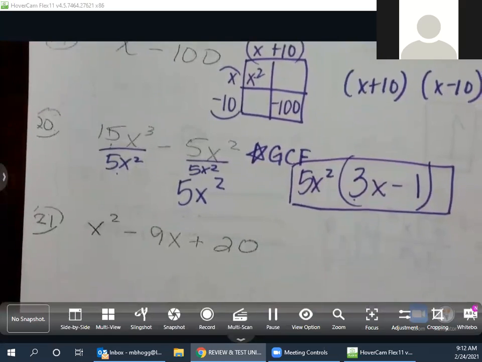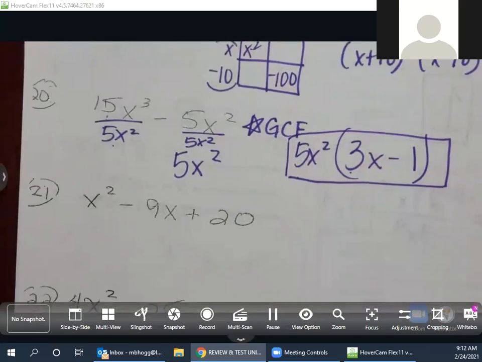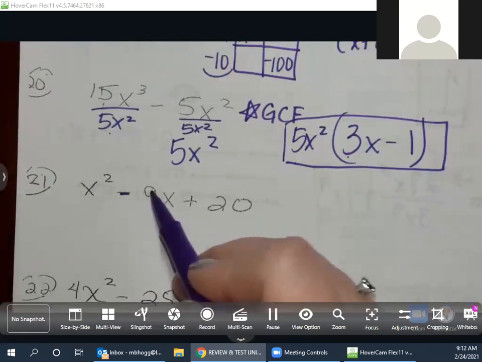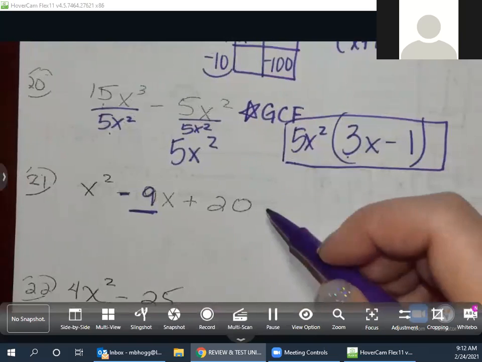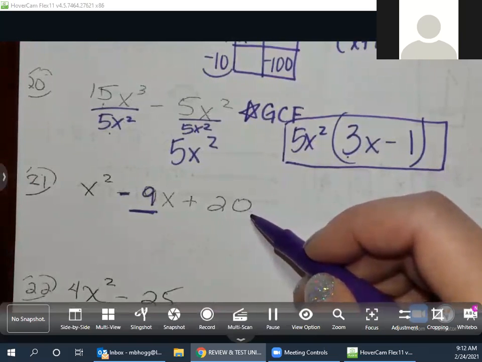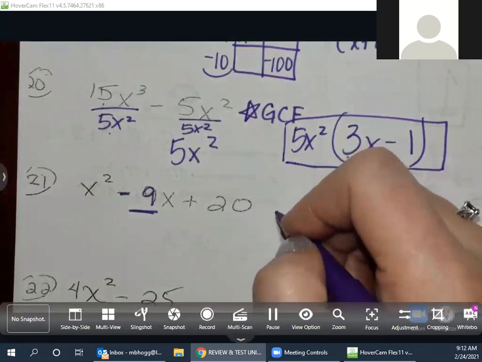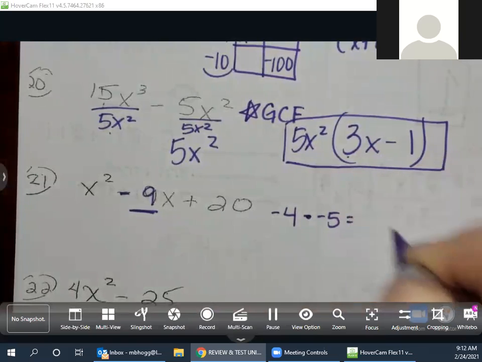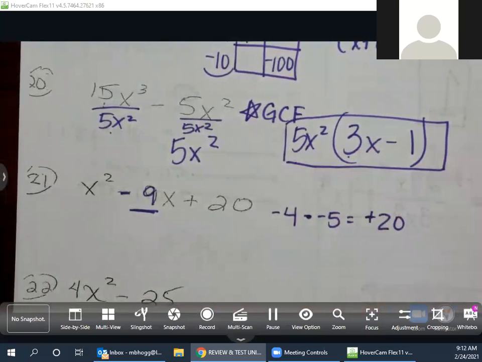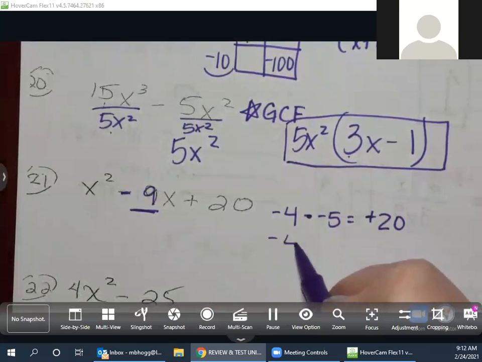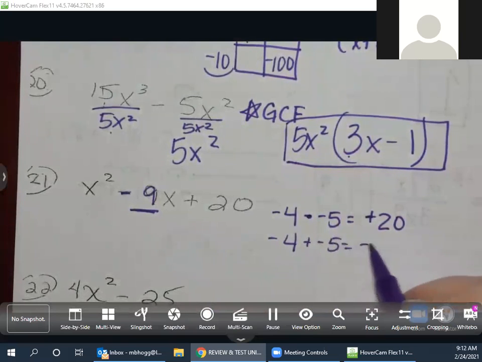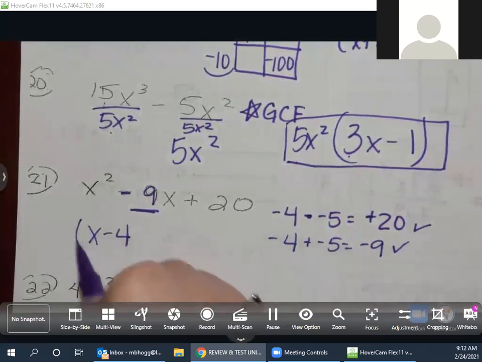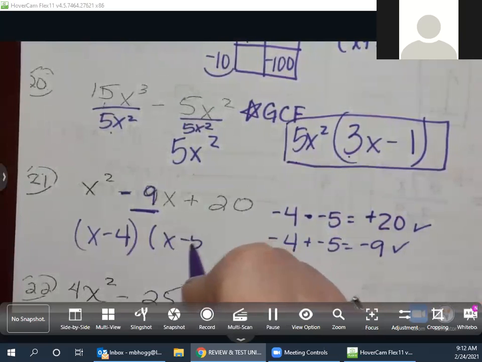On number 20, this is good old-fashioned factoring. Ooh, we have to equal a negative 9 in the middle, but a positive 20 when multiplied. So we could do what? Yeah, they both have to be negative. Negative 4 and a negative 5. Good. Multiplied together, that equals a positive 20, and added together, that is a negative 9. Okay. So we have x minus 4 and x minus 5.